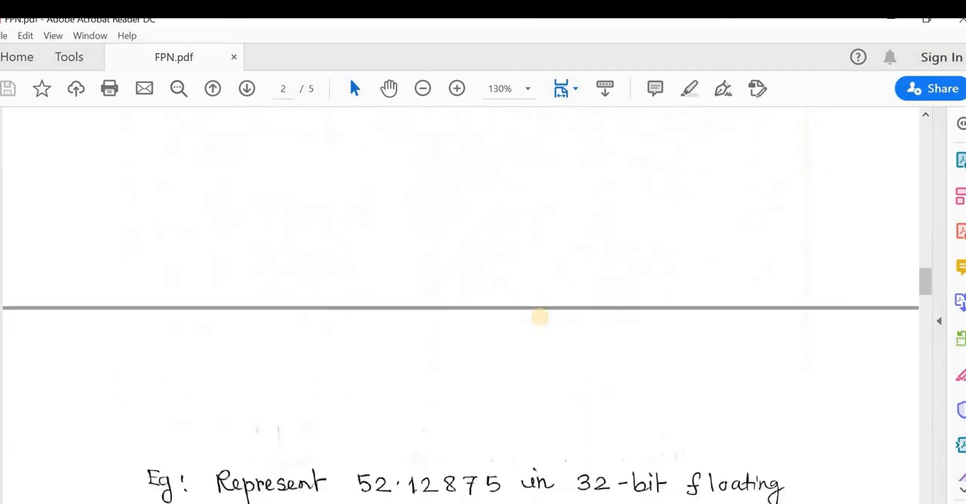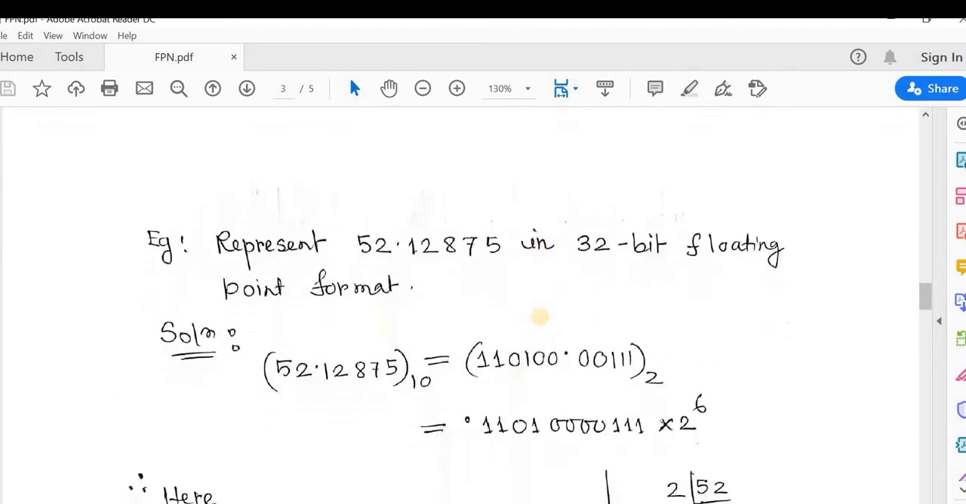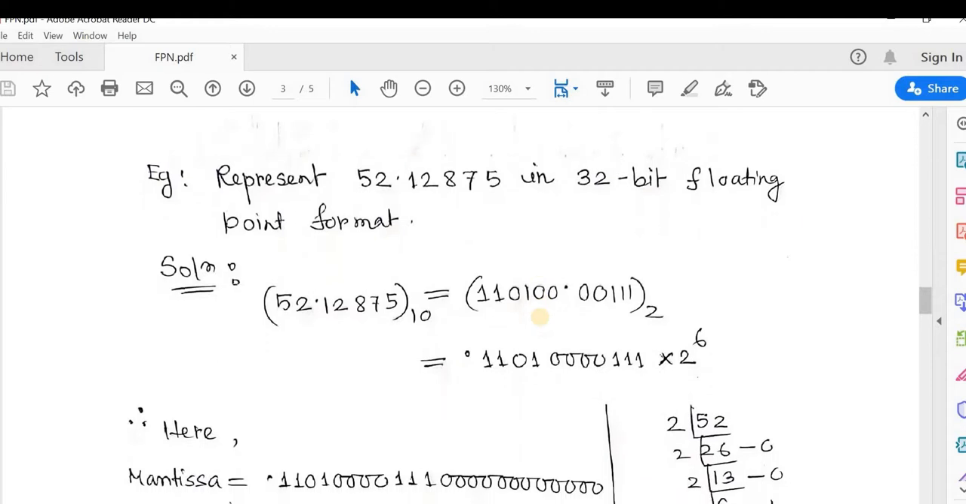So next we will see an example of how we can represent a real number in 32 bit floating point format. So you are given that you have to represent this real number in 32 bit floating point format.